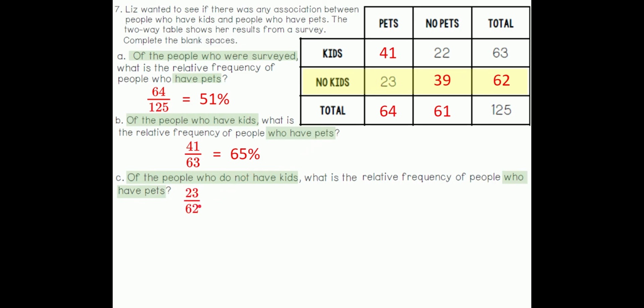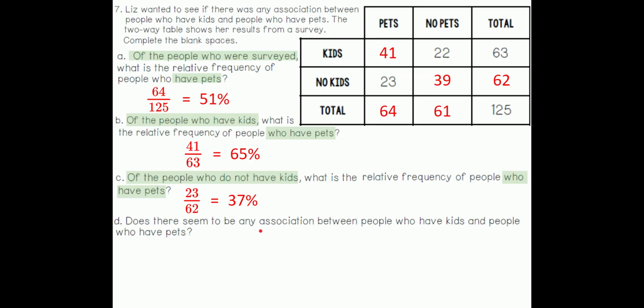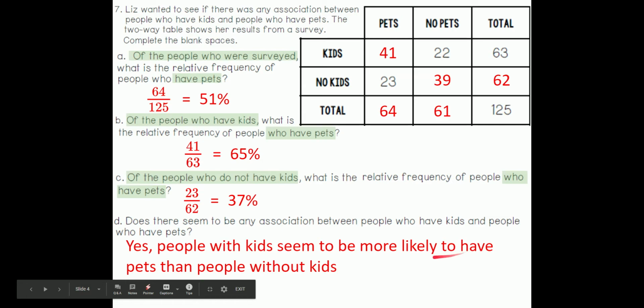So 23 of 62, divide that, move the decimal place over twice, you get roughly 37%. And finally, does there seem to be any association between people who have kids and people who have pets? Well, if you have kids, there's a 65% chance you have pets. If you don't have kids, there's only a 37% chance you have pets. So it seems to me that if you have kids, you're more likely to have pets than people who don't have kids.